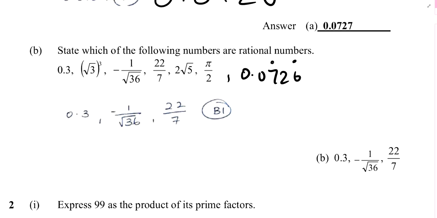The moment you see a dot on top, the moment you see a dot like this, it is confirmed rational already. Because it repeats itself. The moment it can repeat itself, I will be able to write it as a fraction. Okay?